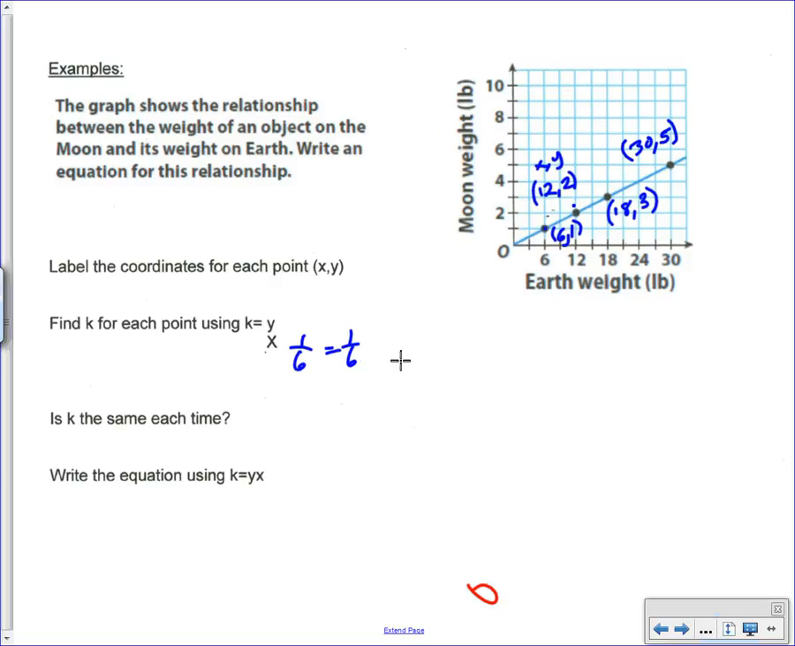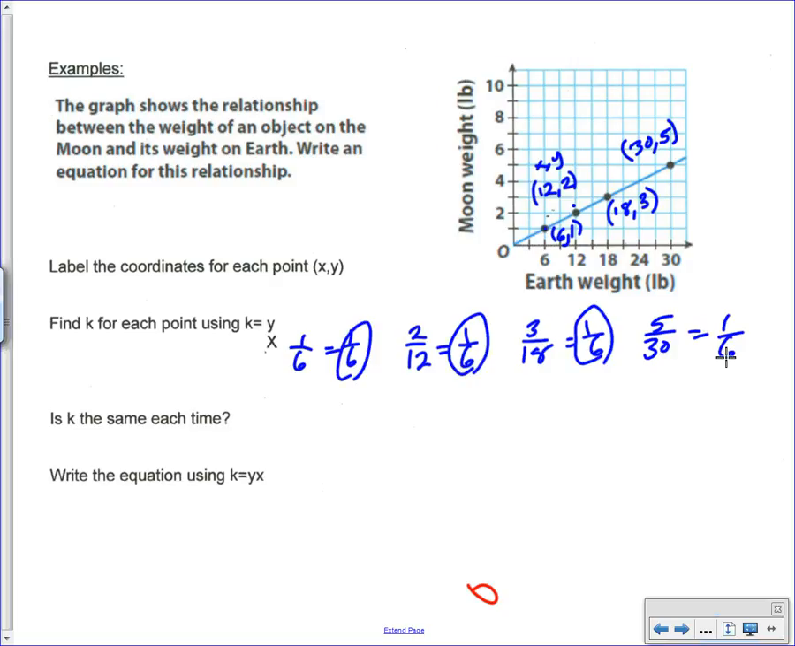The next point is 12, 2, so that would be 2 over 12, which equals 1 over 6. The next one is 18, 3, which is 3 over 18, which equals 1 over 6, because 3 goes in 3 one time, 3 goes in 18 6 times. And the last one is 5, 30. 5 goes into 5 one time, 5 goes into 30 6 times. So all of these are constant, the same. This says, is k the same each time? Yes.